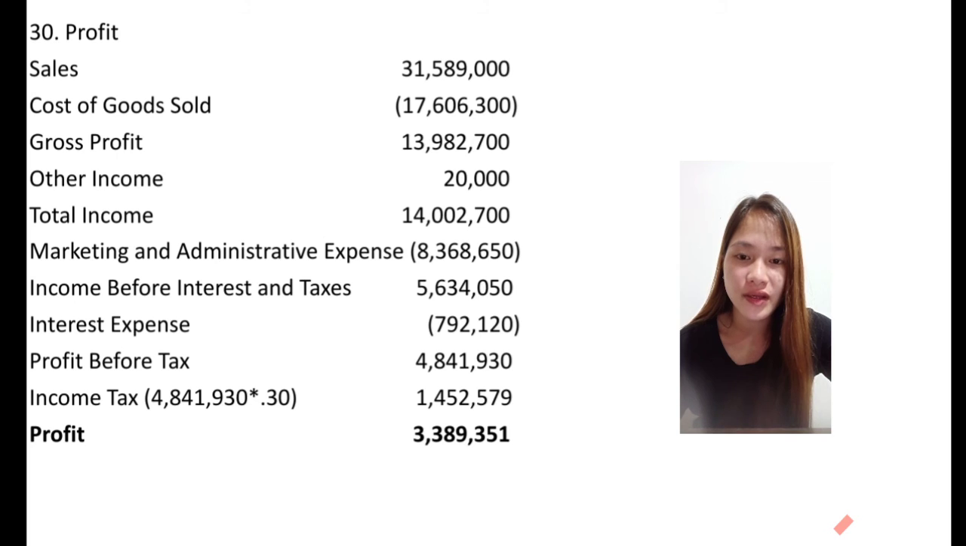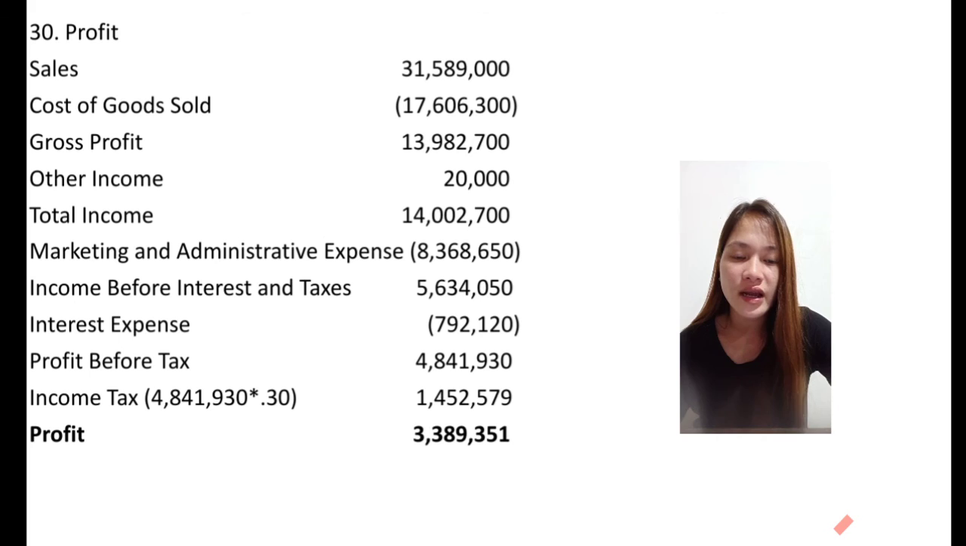So the final amount is the profit. So sales amount is 31,589,000 pesos. So subtracted by the cost of goods sold 17,606,300. So we have a gross profit of 13,982,700, added by the other income 20,000 pesos.